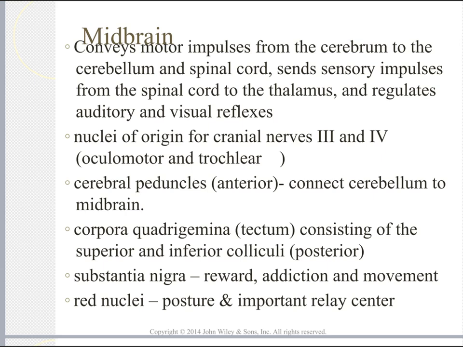We have our substantia nigra, another set of nuclei with the red nuclei. Again, that substantia nigra is going to work in conjunction with the habenular nuclei governing reward addiction. It's a major relay center for neurotransmitters to the thalamus. So again, reward addiction and movement. And the red nuclei, termed red because of its color, it has a high concentration of iron, which gives it that red color, which is important for posture and acts as a major relay center for our brain.